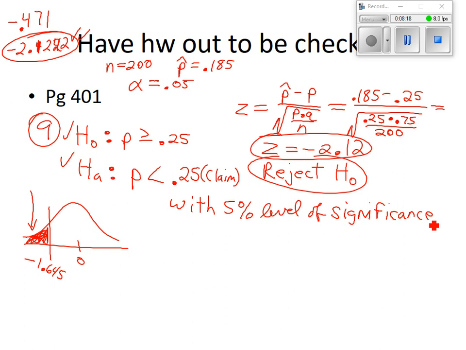Our claim was our HA. So we're looking at this column, and we rejected the null, so we're looking at this top box right here. 5% level of significance, there is enough evidence to support the claim.